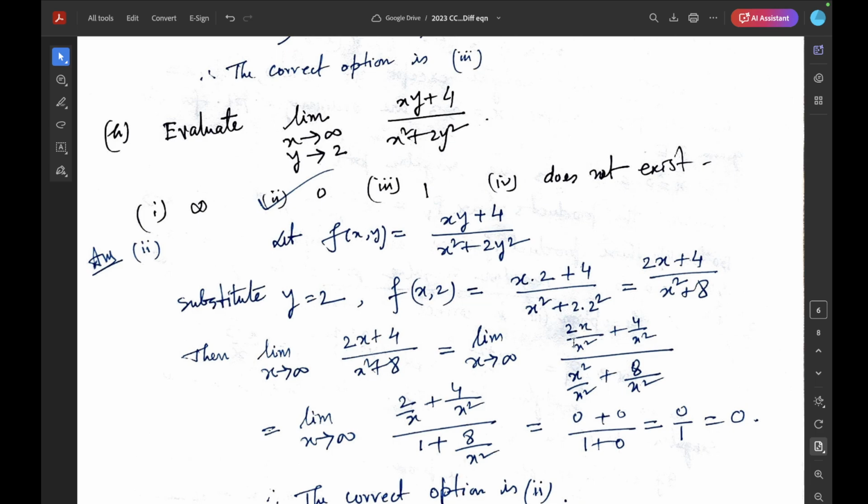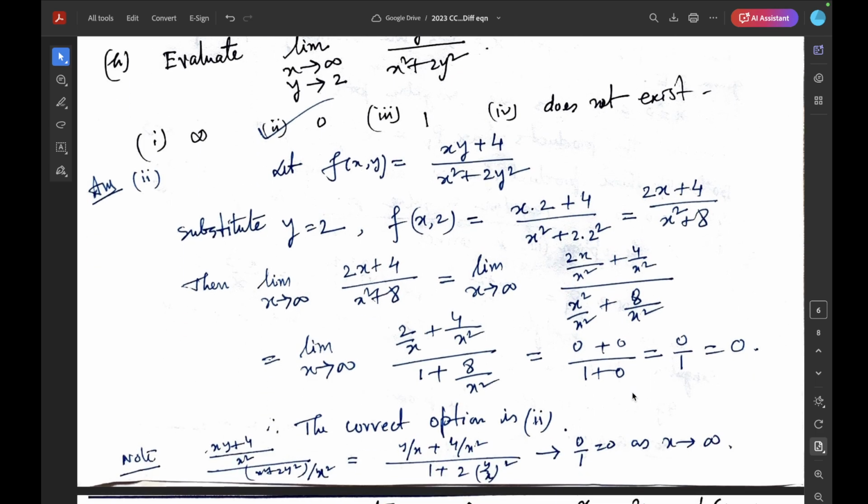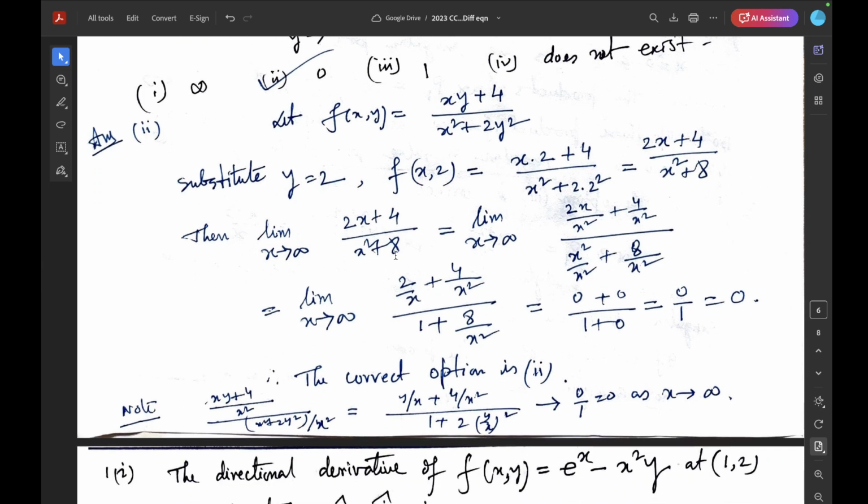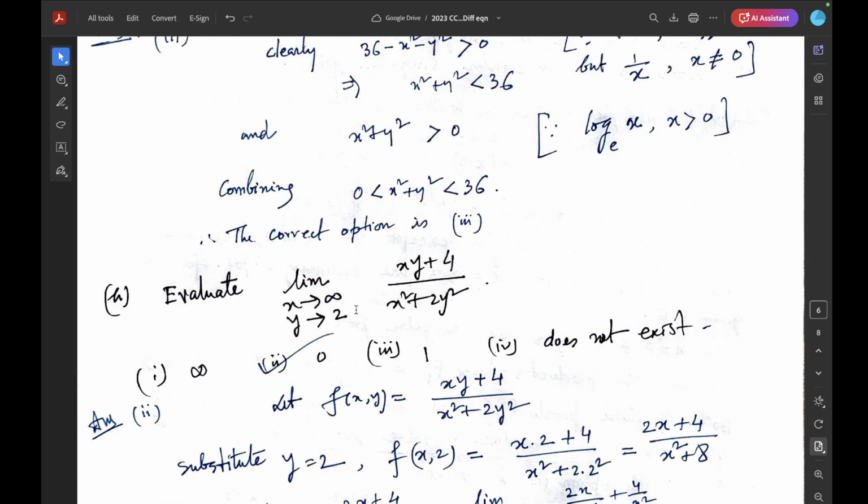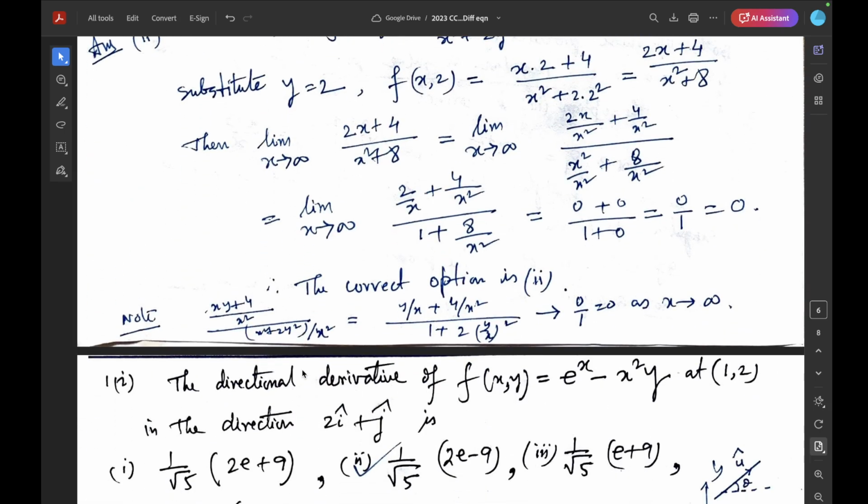So we get (2x by x square plus 4 by x square) whole divided by (x square by x square plus 8 by x square). So we get this, and x tends to infinity, so 2 by x equal to 0, this 4 by x square also 0, 8 by x square also 0, so 0 by 1 equal to 0. Correct option is 2, 0 is the answer.